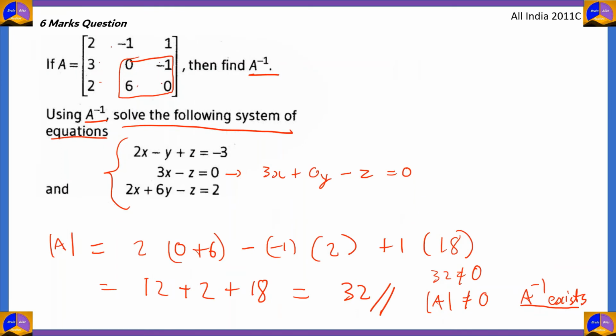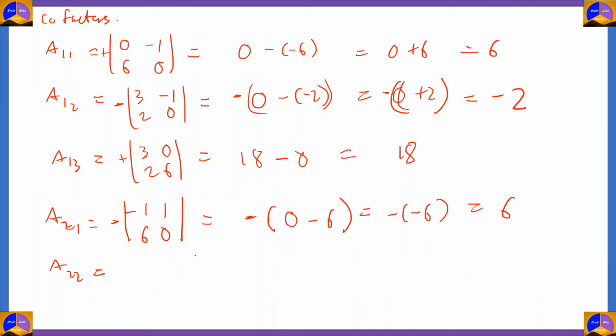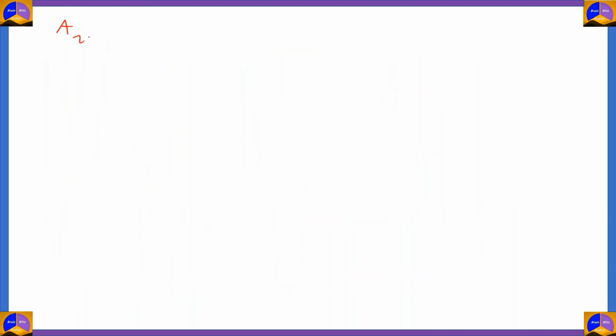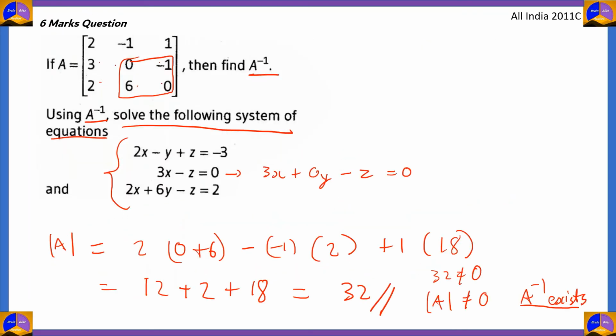So second row, second column, so that is 2, 1, 2, 0. 2, 1, 2, 0, which will be equal to 2 into 0, which is 0, minus 2, which is equal to minus 2. Now let's take A23. A23 is second row, third column. 2 minus 1, 2, 6. 2 minus 1, 2, 6, which will be equal to 12.